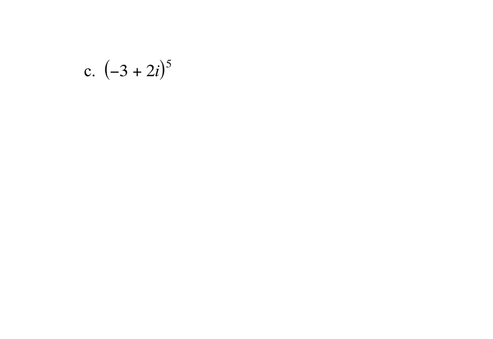Part C, we attack this similarly. We need to convert this complex number in rectangular form to polar form. So, modulus: 9 plus 4 is 13. So the modulus is square root of 13. The angle or the argument is the inverse tangent of 2/3.